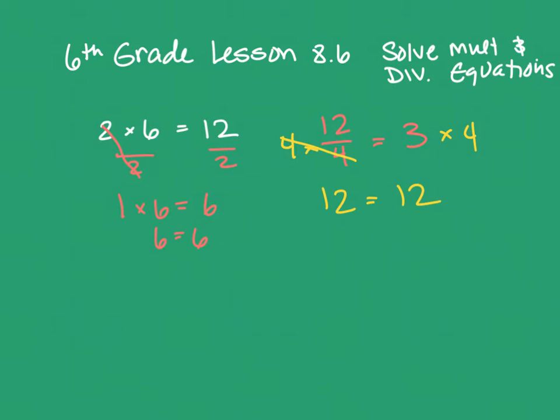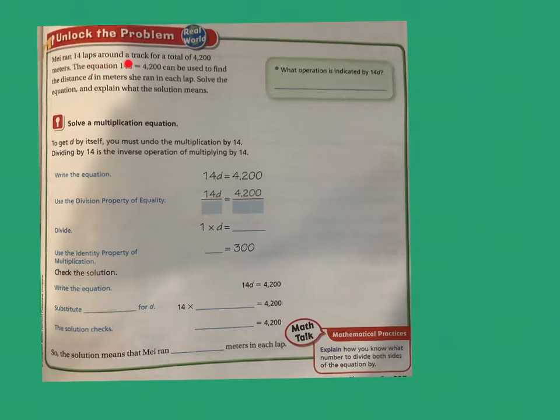So let's look at some examples. Okay, we have Mai, who ran 14 laps around a track for a total of 4,200 meters. They gave us the equation 14 times d equals 4,200 and can be used to find the distance d in meters that she ran in each lap. Solve the equation and explain what the solution means. Well, we're looking for the distance for each lap, right? What operation is indicated by 14d? Remember, anytime we have that coefficient next to the variable without an operation showing, that means multiplication. So we're doing 14 times distance.